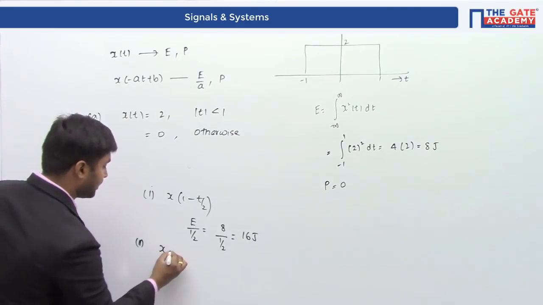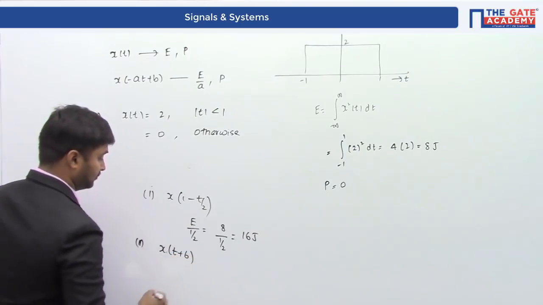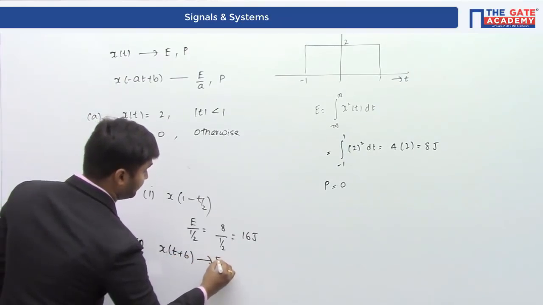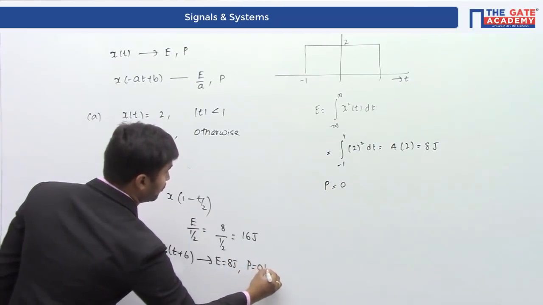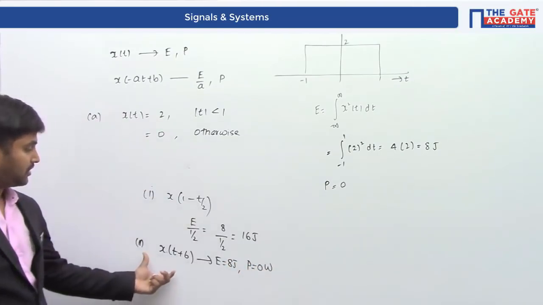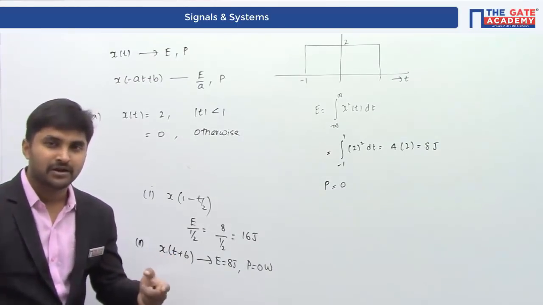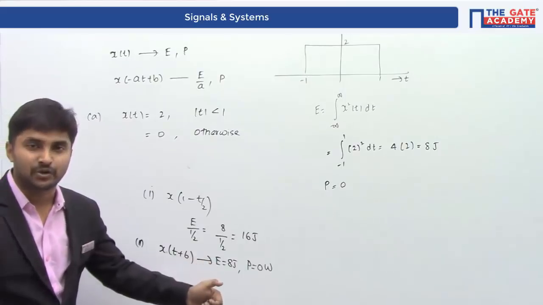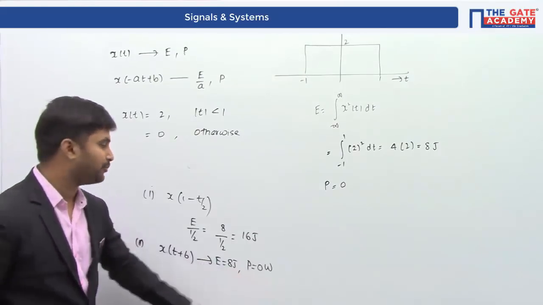Second part of the question is that we have to find for x of t plus 6. The energy is going to remain the same, which is going to be 8 joules, and power is going to remain the same, which is 0 watts. So x of t plus 6, because it is having a scaling parameter of 1, it means that there is no scaling that you are doing. So therefore the energy is going to remain the same, whereas the power is going to be 0.